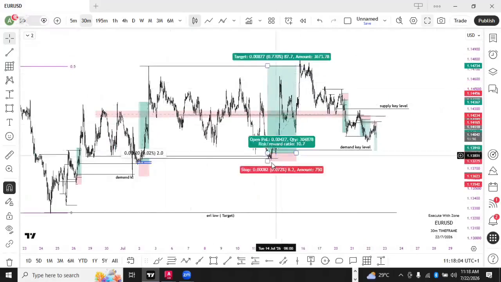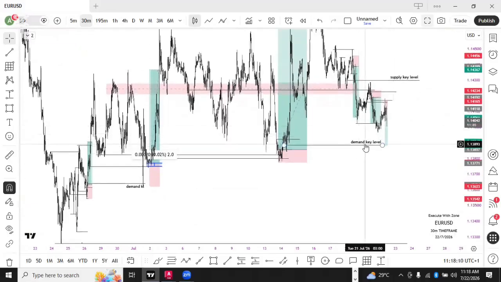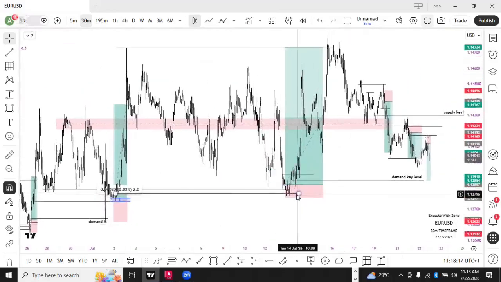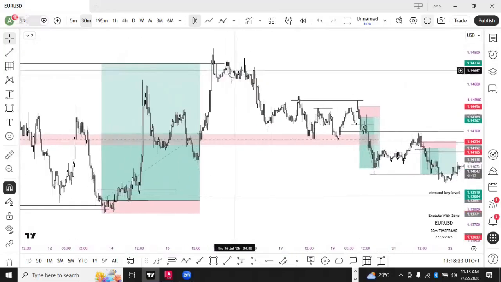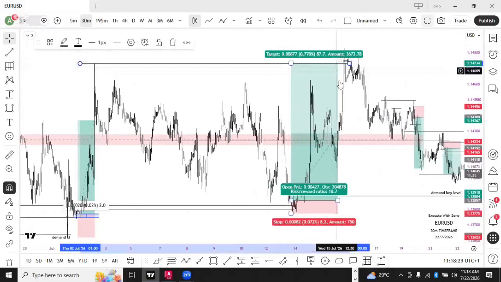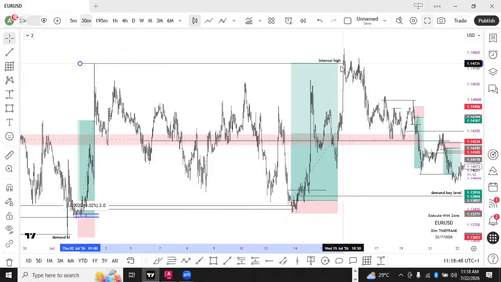Now this is my, the same thing I'm doing here. You see, I have a demand key level here. So on my 30 minutes, a level has been completed already. So price breaks this. This is the external eye I have here. And this is my internal eye I have here.